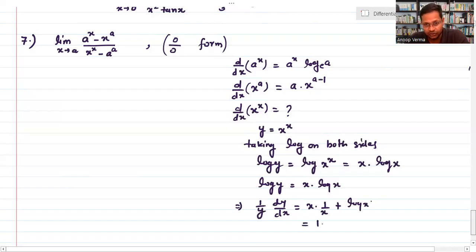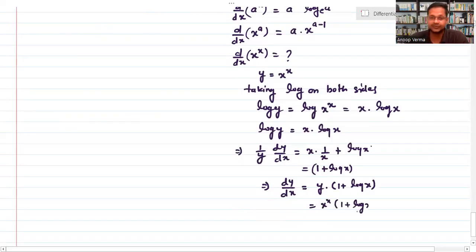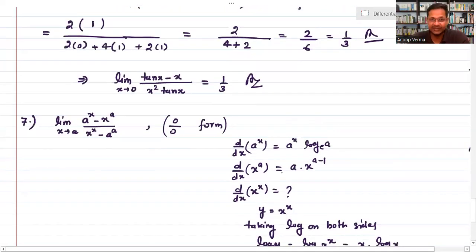So from here you will get 1 plus log x, okay, and you can have this implies dy/dx is equal to y into 1 plus log x, and from here you can have x power x into 1 plus log of x, okay. So it means that the derivative of x power x is just equal to x power x into 1 plus log x, और बाकी a की power a is a constant, so because it is a 0/0 form, we can apply the L'Hospital rule. It means we take the derivative.